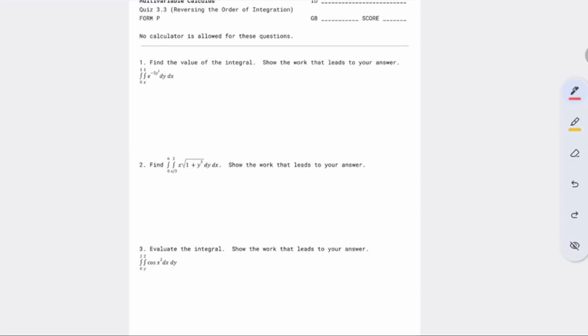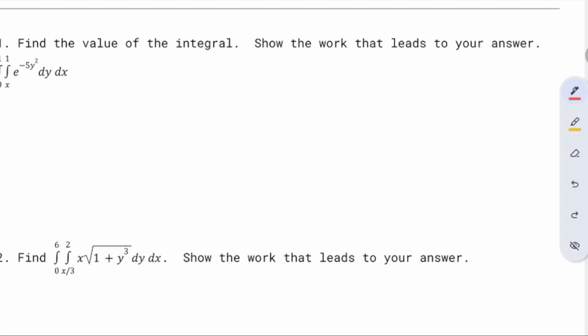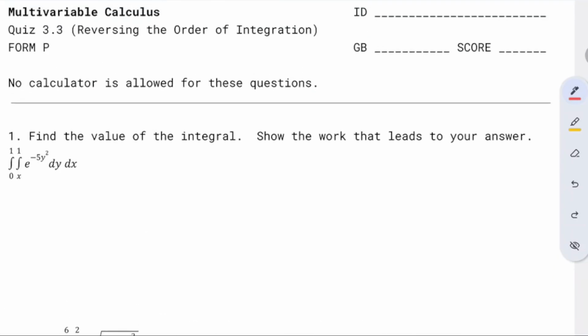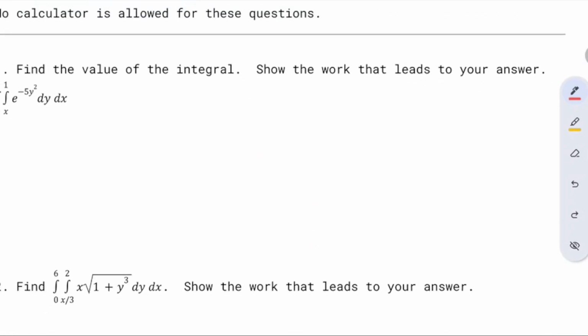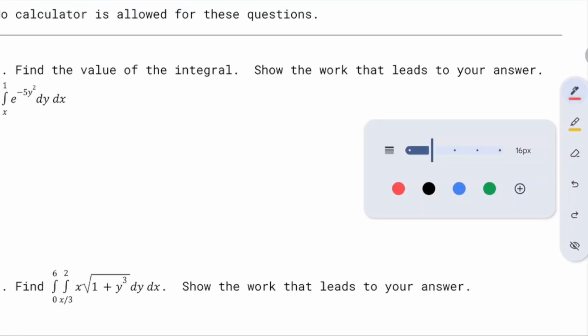Request to mark it up, and all right, we're going to find the value of the integral, and I think these are going to require us to reverse the order of integration. How many are there? 3 of these. All right. So find the value of the integral, show the work that leads to our answer.